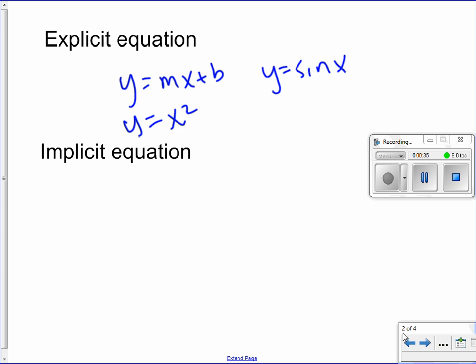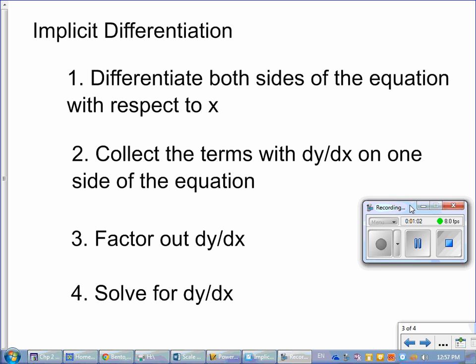An implicit equation is where we don't have y equals. We might have x and y combined on the same side. So an example might be x squared plus y squared equals 5. This is an implicit equation because it's not written as y equals. So how do you derive something that is not written as y equals? I'm going to put up the steps, and then we're going to do an example.